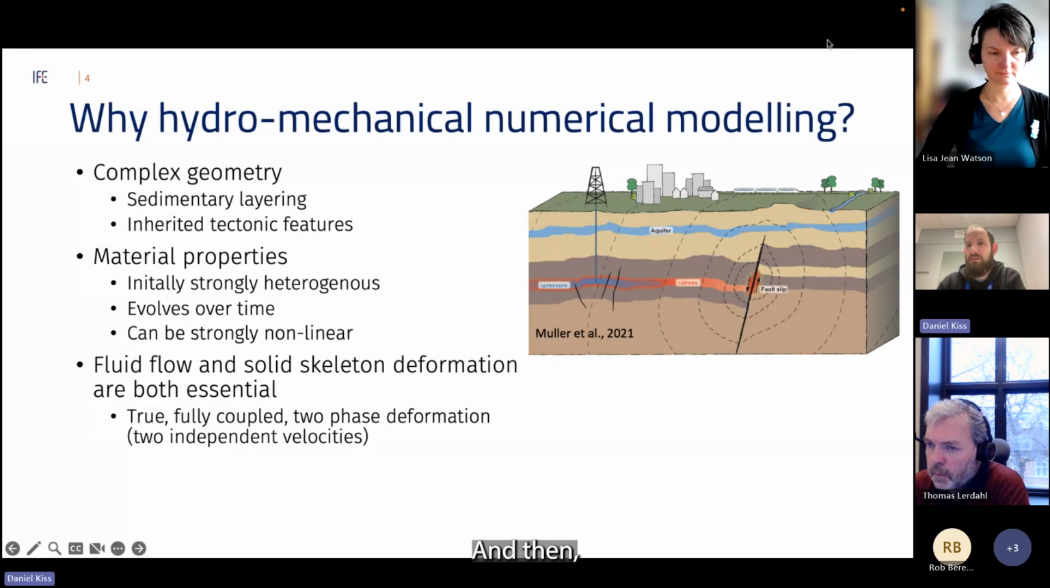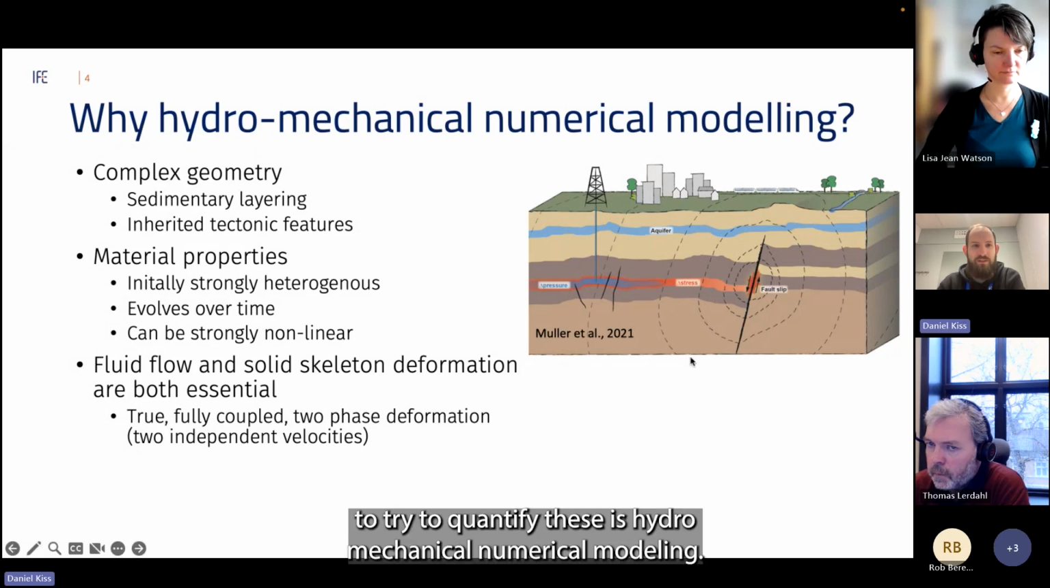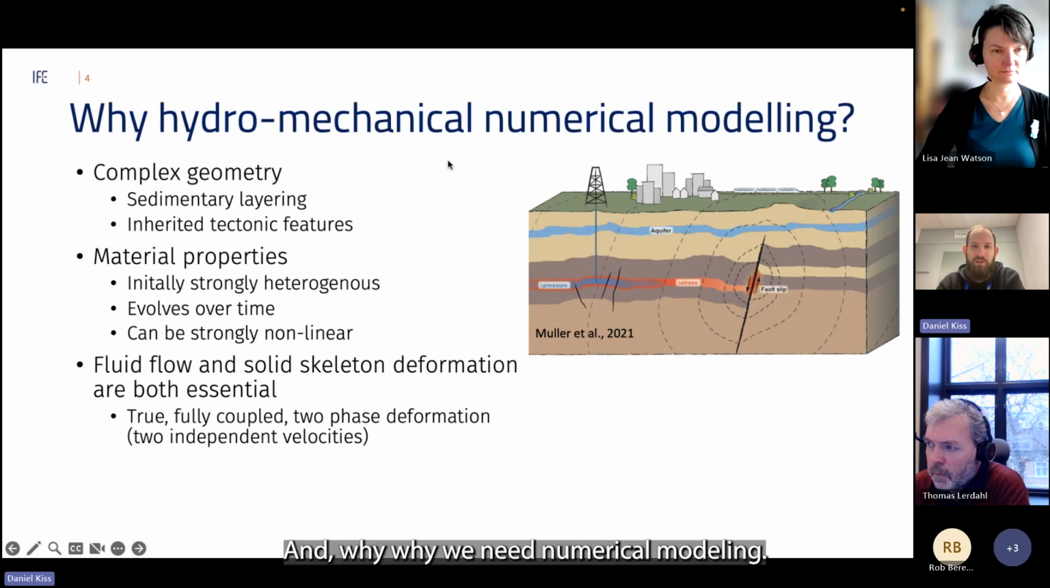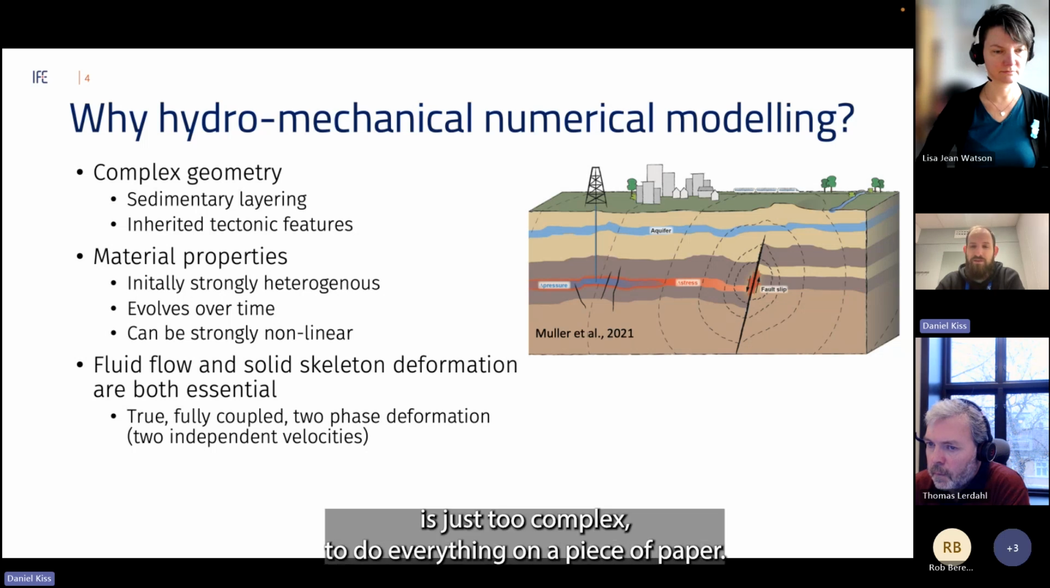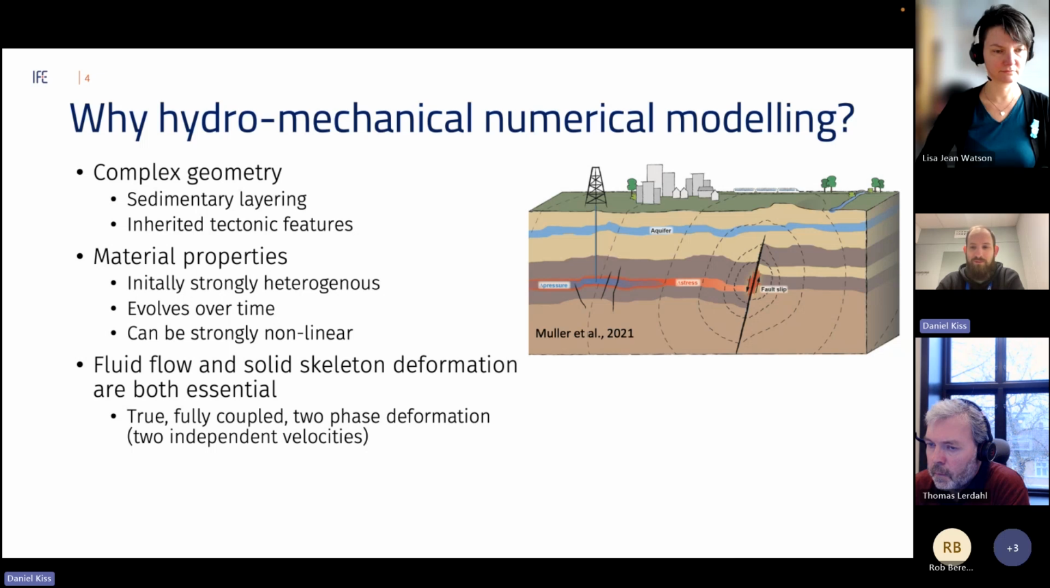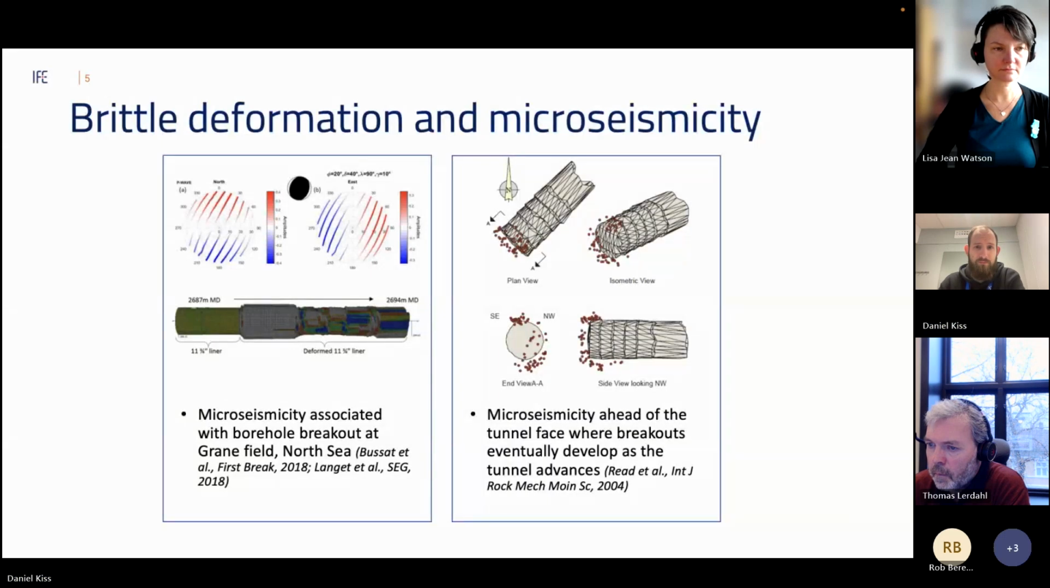And then what we will do to try to quantify this is hydromechanical numerical modeling. And why do we need numerical modeling? It's very simple. The geometry and the physics is just too complex to do everything on a piece of paper. Therefore, we need numerical modeling. And then we have the hope to understand how this physical system works.